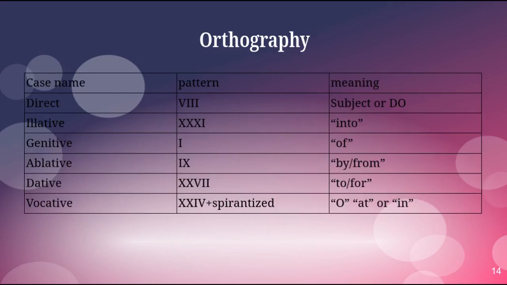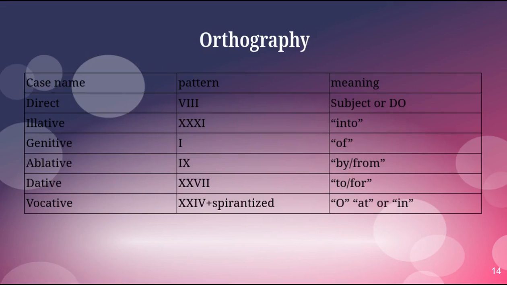There are 6 or 7 cases. More specifically, there are 6 cases. The direct, used for subjects and direct objects, the illative corresponding to into, the genitive corresponding to of, the ablative corresponding to by or from, the dative corresponding to to, and the vocative, which is used for direct address as well as location, because there used to be a locative case, but it merged with the vocative due to sound mergers.